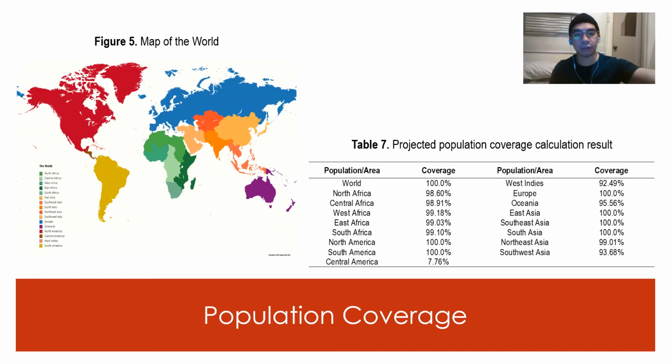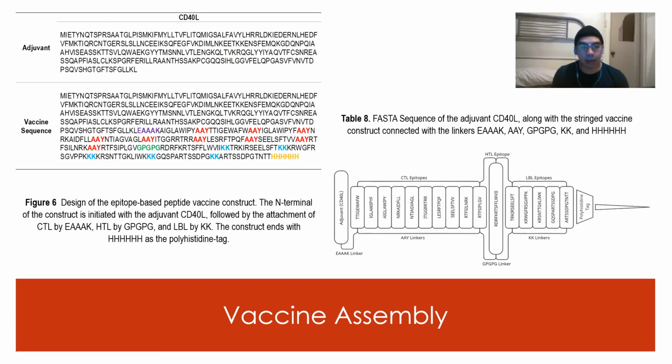In population coverage, globally the vaccine is predicted to cover 100%. So this means that the epitope and HLA combinations of the vaccine are predicted to be recognized by the global population. As you can see here, West Africa also had a score of 99.18%. The adjuvant used was CD40L, which is a co-stimulatory molecule involved in the activation of helper T cells and B cells. So since it's involved in the success of antigen presentation, that was the one that I picked.